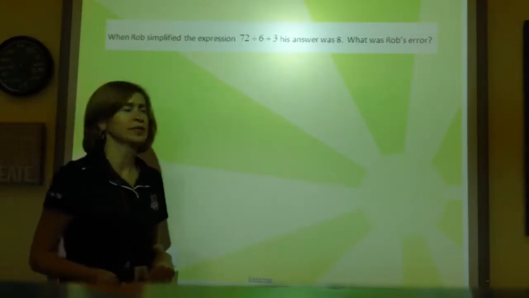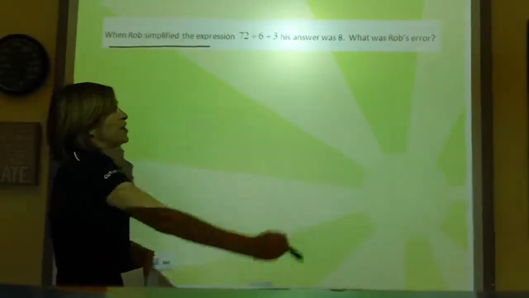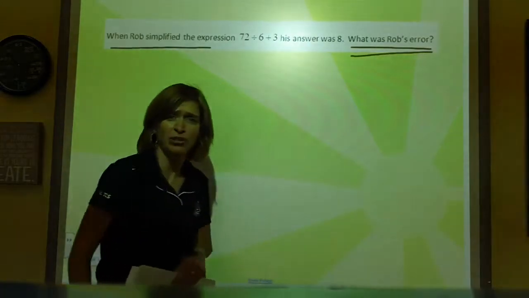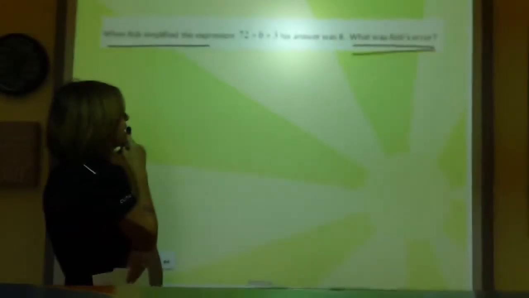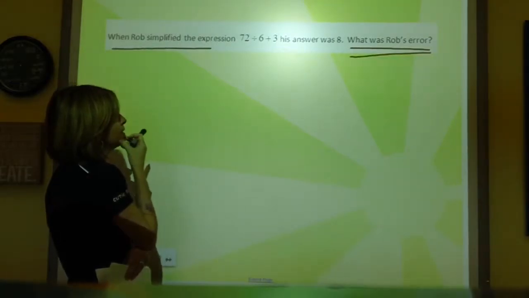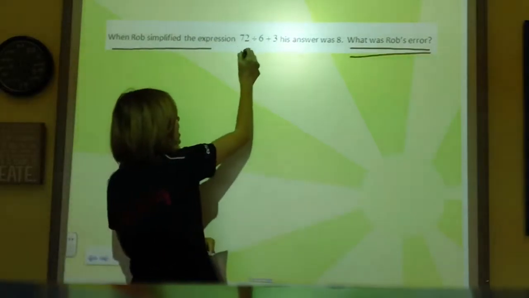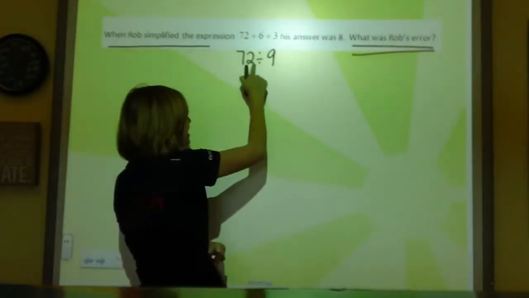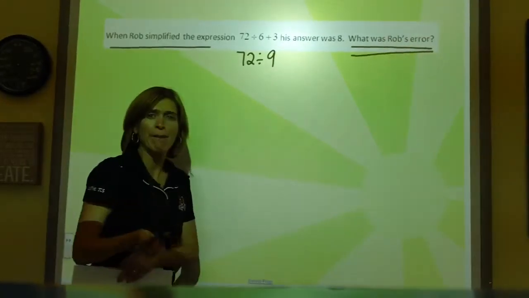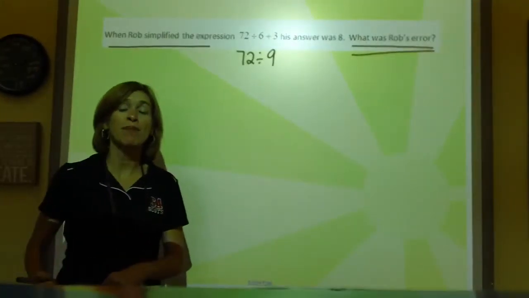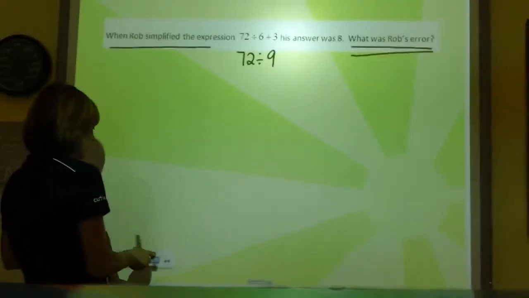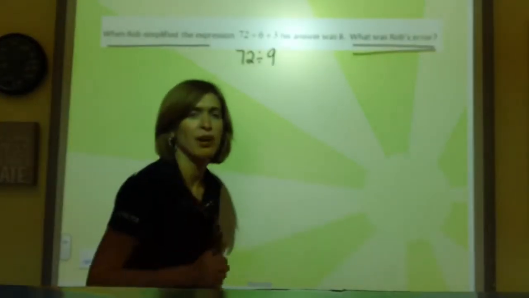This is really review. When Rob simplified the expression 72 divided by 6 plus 3, his answer was 8. What was Rob's error? Not how do you do it right. What was his error? How did he get 8? Well, let's see. I think he might have done 6 plus 3, which is 9. He did 72 divided by 9. You can't do that because what? That division has to come before that addition, okay? Be very, very careful. It's very easy to make a mistake with order of operations. And if it's multiple choice, I bet you that wrong answer is going to be there.